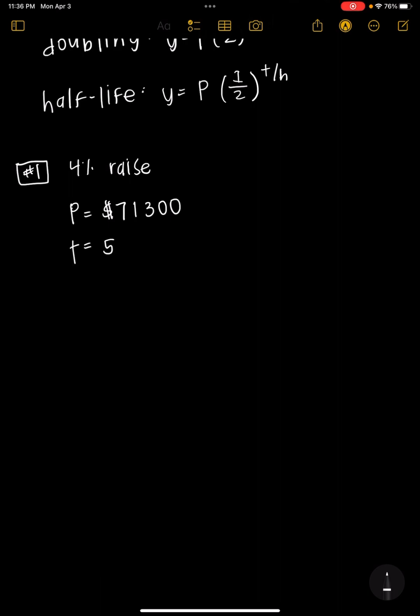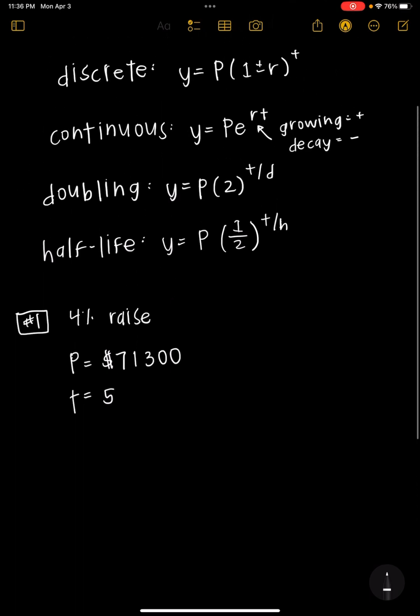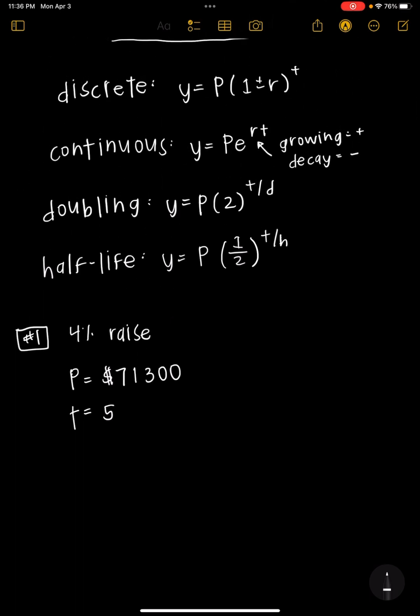All right, because it didn't have the word continuous in it, we're going to use the first equation, that discrete model, y is equal to P times 1 plus or minus r. And because it's growing, it's a raise, so you're getting more money every year, instead of using minus, we're going to use a plus. And the only thing we don't have is your r, but that percentage is your r, and we would write it as 0.04 because we want to write it as a decimal.